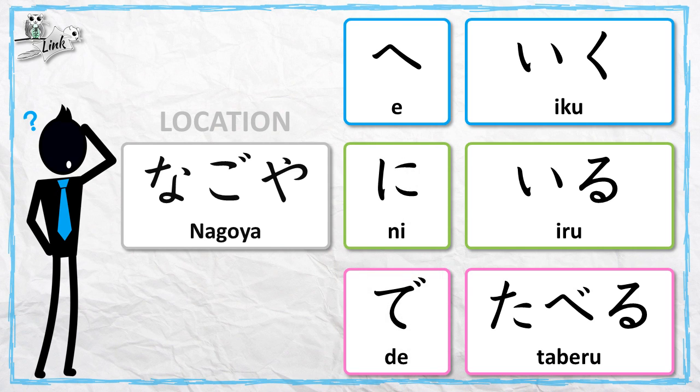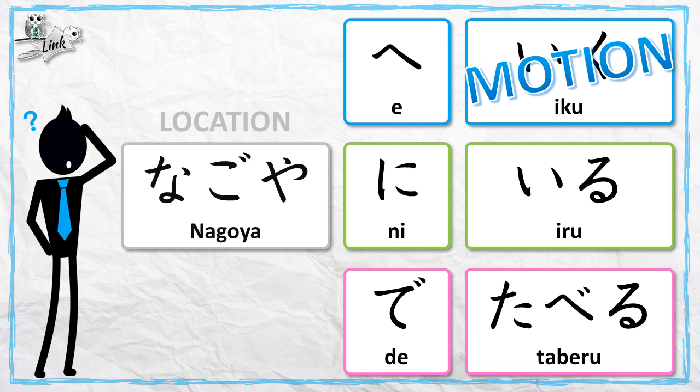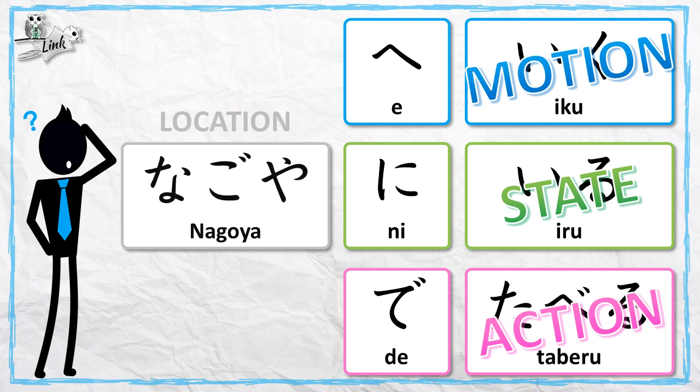But why do we use a different particle in each sentence? Obviously, the location didn't change and we are still talking about Nagoya. So the reason why we use different particles is the type of verb. With motion verbs, we must use e. With state verbs, we must use ni. Finally, with action verbs, we must use de. So let's break it down.